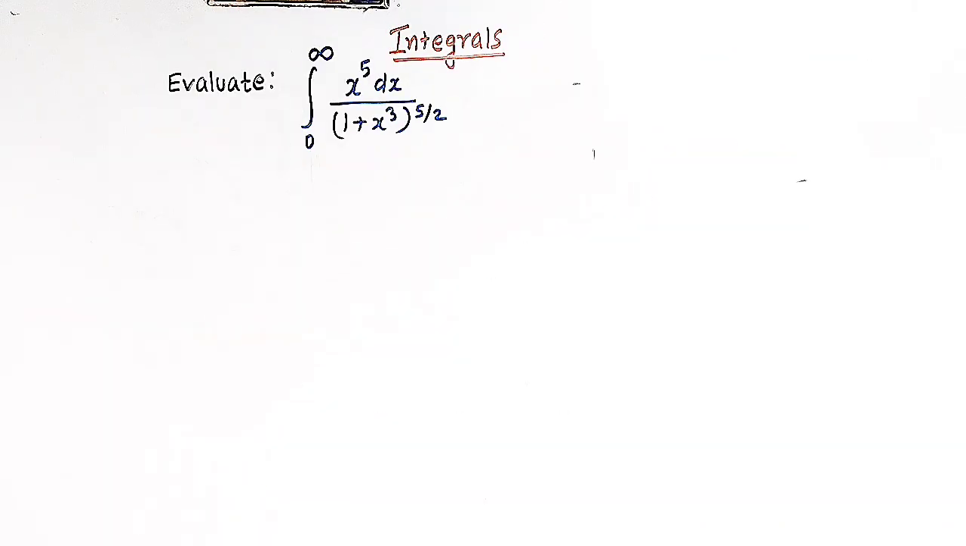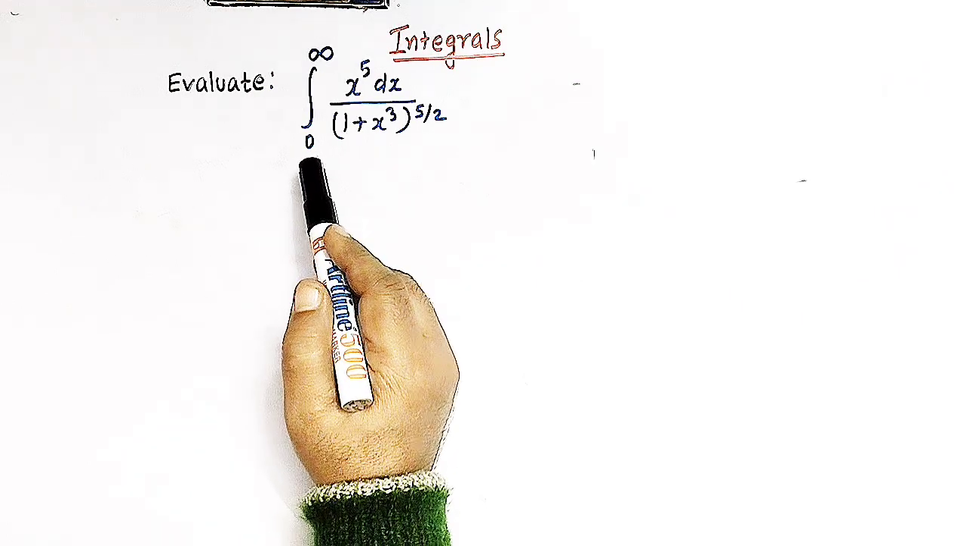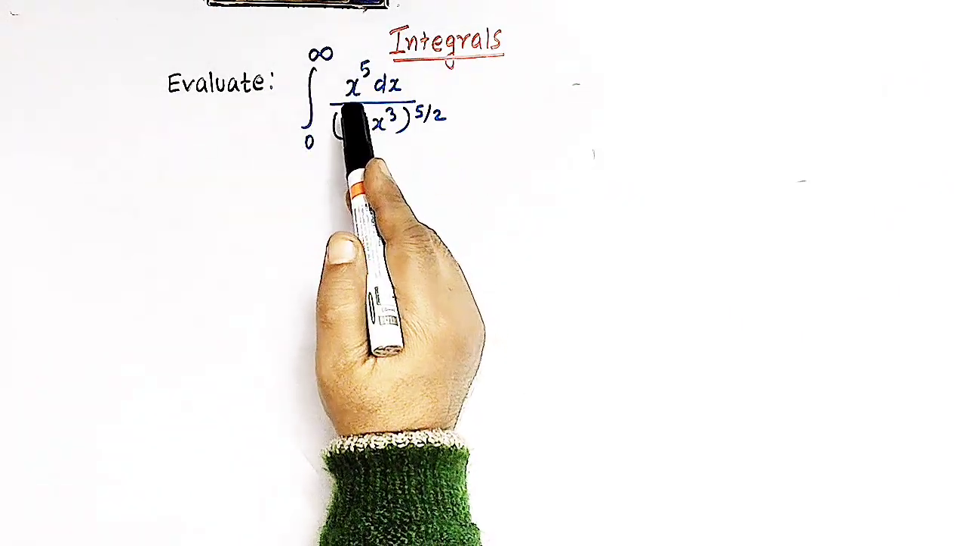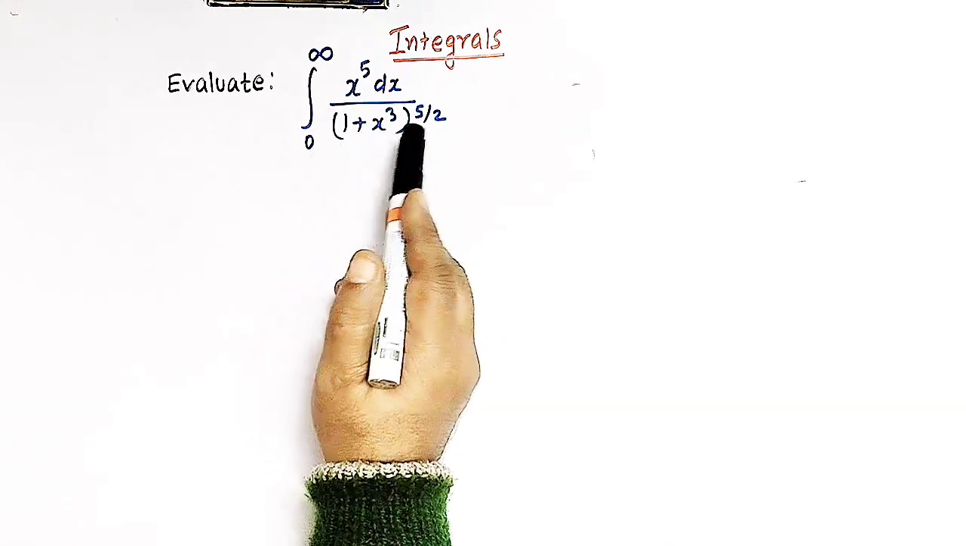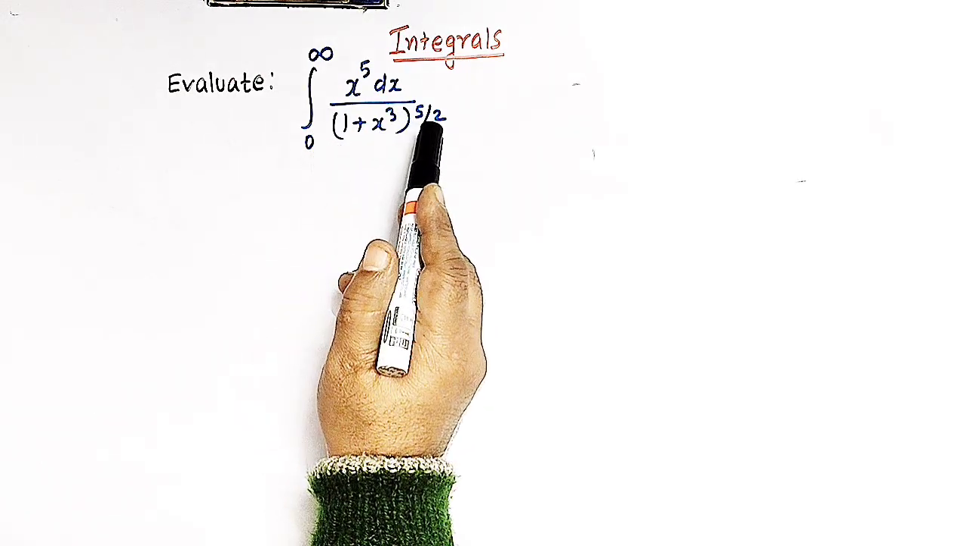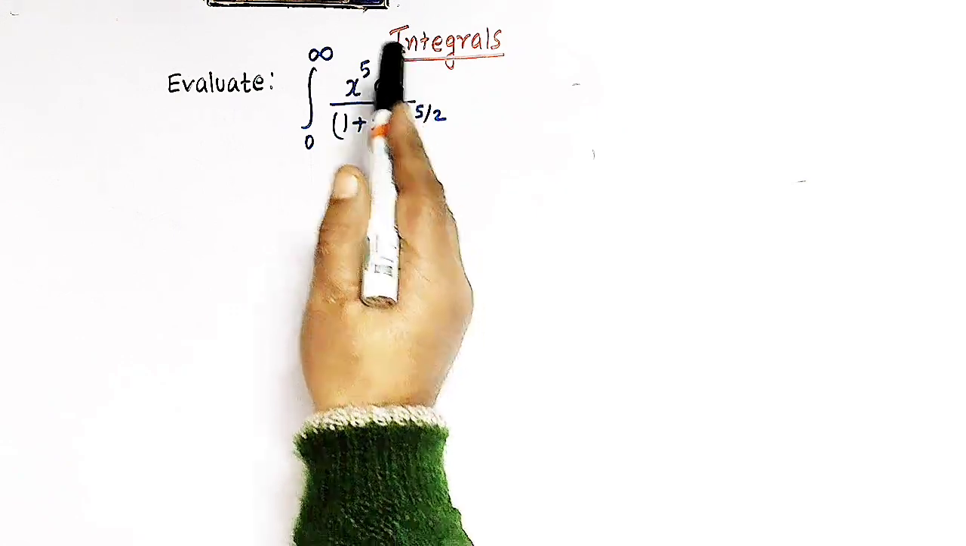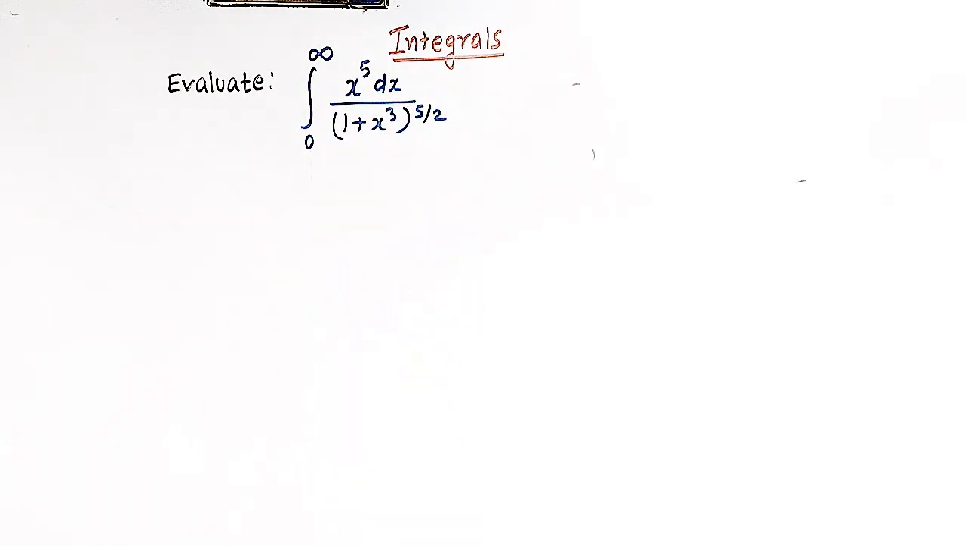Hello viewers, in today's session we are going to discuss another important problem from integration. And here we have to evaluate this integral, that is from 0 to infinity, x raised to 5 divided by 1 plus x cube raised to 5 over 2 dx. And here we are going to make use of the concept of beta and gamma functions to evaluate this integral.